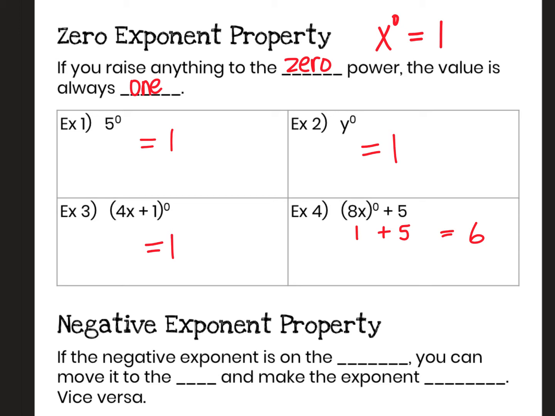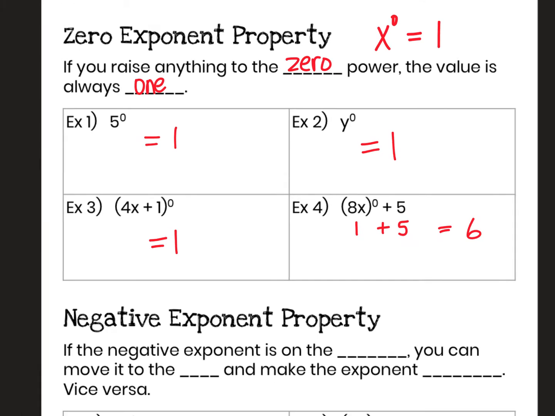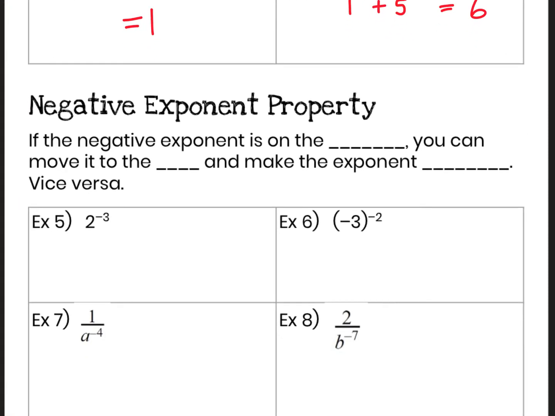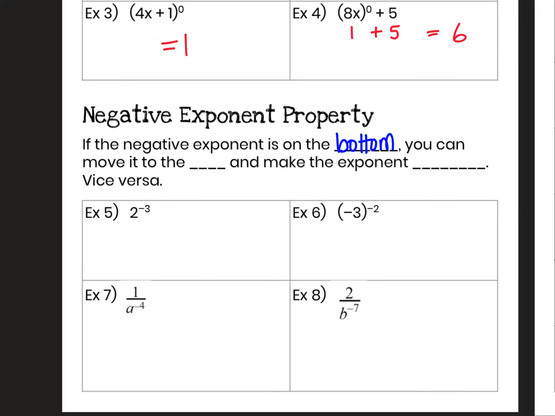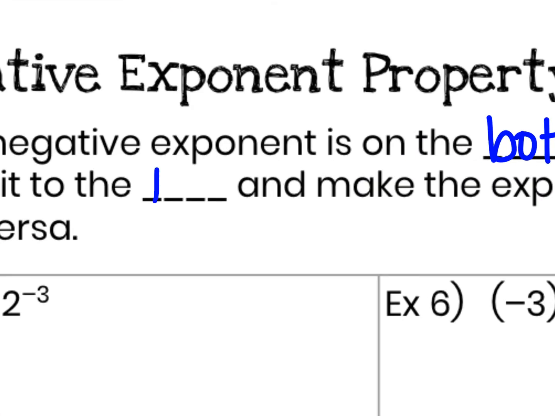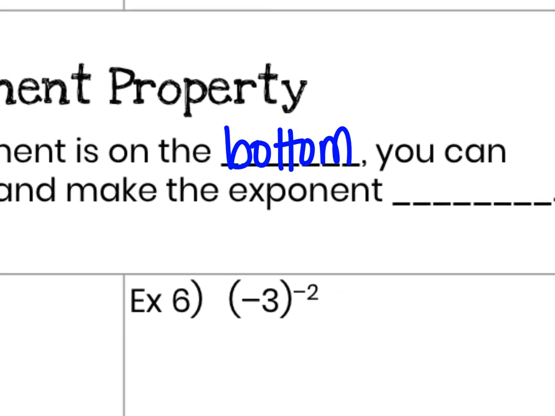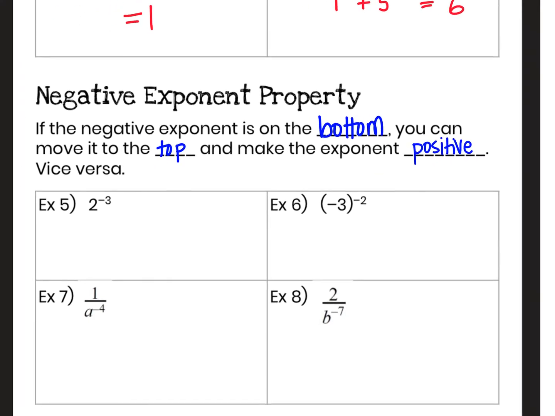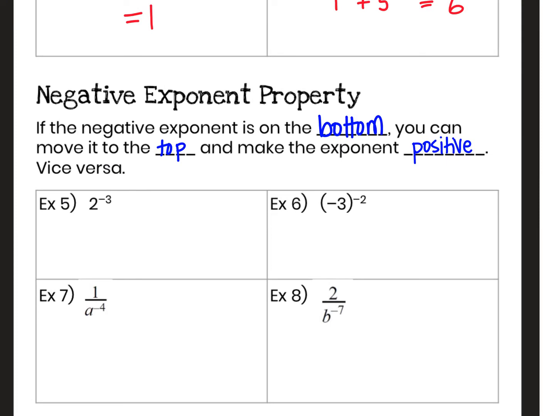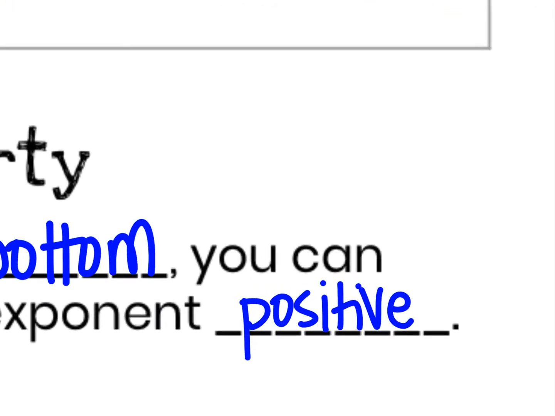Okay, the next property that I wanted to show you is the negative exponent property. If the negative exponent is on the bottom, you can move it to the top and make the exponent positive. But this works both ways. That's what vice versa means. So if the negative exponent was on the top, you can move it to the bottom and still make the exponent positive.